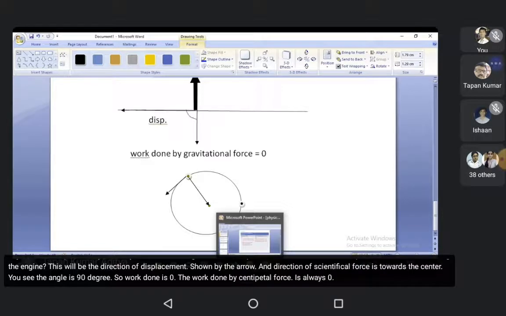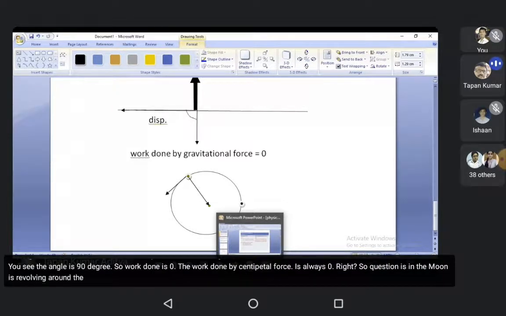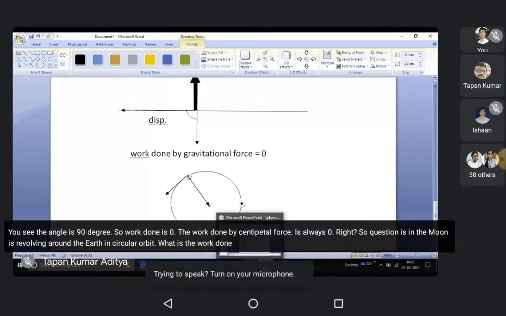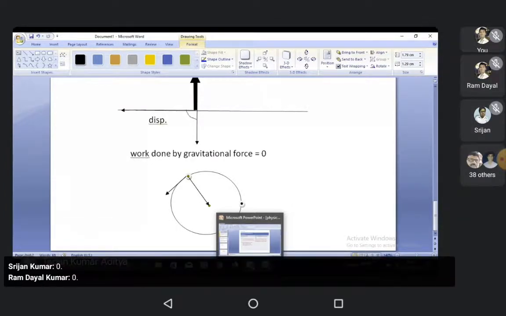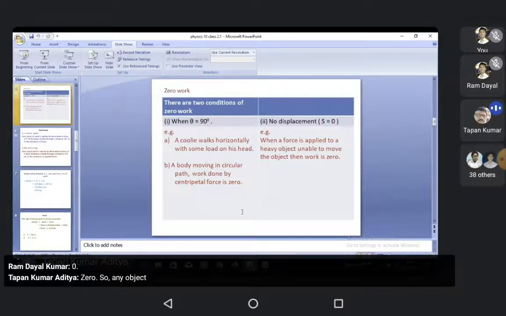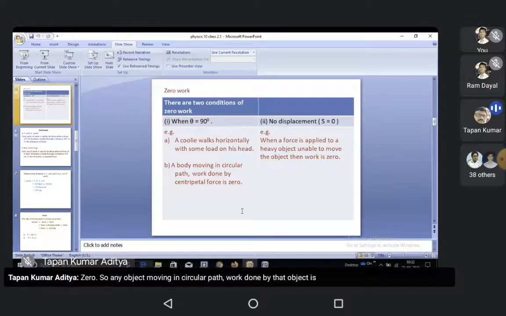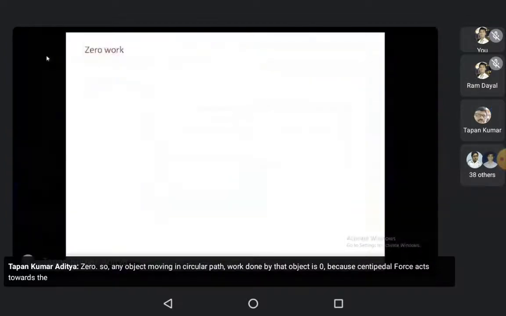Right? So the question is, the moon is revolving around the earth in a circular orbit. What is the work done by the moon? 0. So any object moving in a circular path, the work done by that object is 0 because centripetal force acts towards the center.